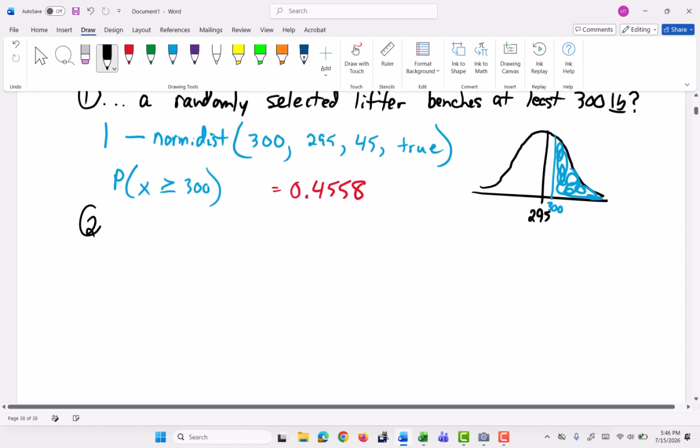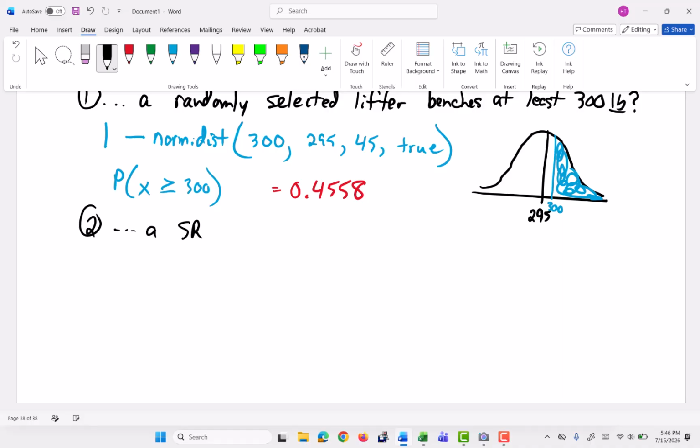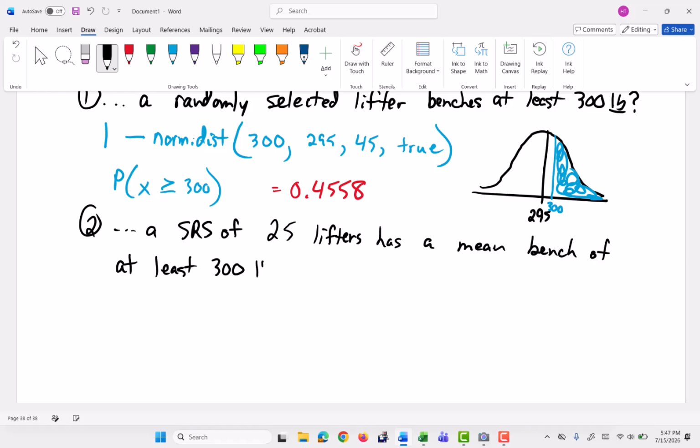But now for a second problem, let's take a look at what's the probability that a simple random sample of 25 lifters has a mean bench of at least 300 pounds. Now, this is a different story. Now we're taking a sample and we're looking at the mean of that sample. So now we have to use the sampling distribution because we're comparing the mean of a sample.